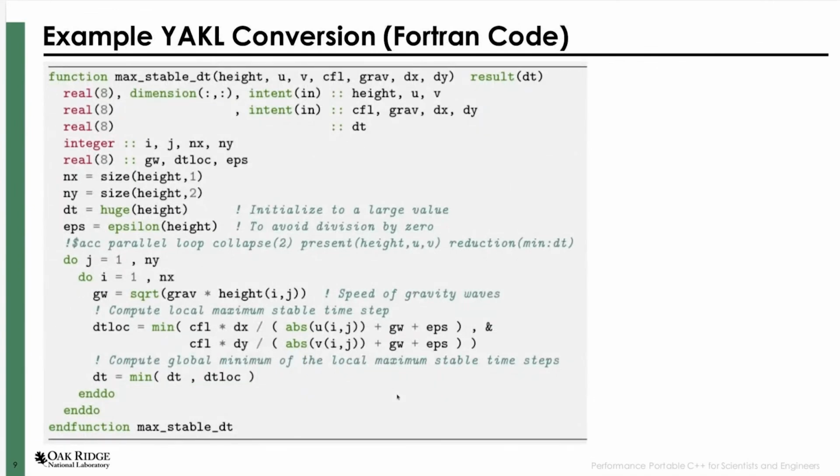So to show an example of code going from Fortran to YAKL, here's a kernel that would give you the maximum stable time step of a shallow water model, for instance. So anybody familiar with Fortran can pretty much understand what's going on. We have an assumed shape array for these 3 variables that we're pulling in, height, u, and v.